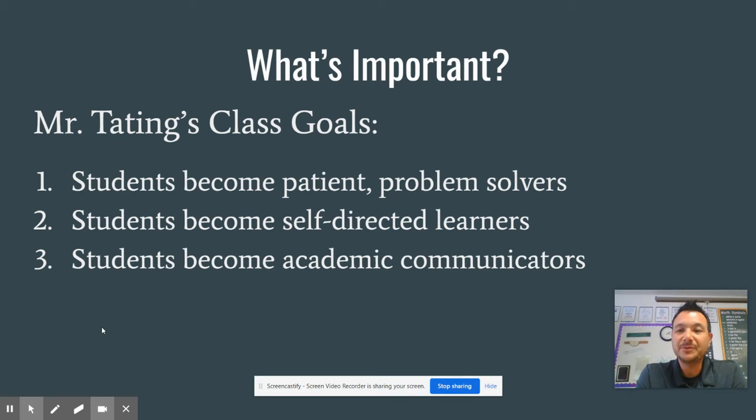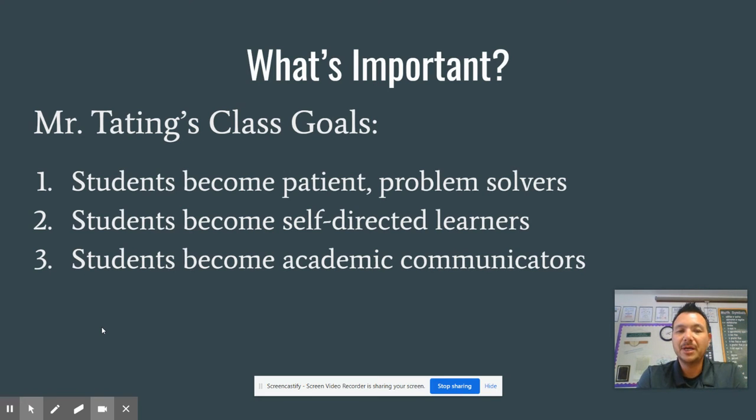Second, to become self directed learners. We live in an age of knowledge where before it was difficult to find a lot of information. Now information is everywhere. So it's important first for those students to be able to look through the information and find what's useful, but also to direct themselves to what information they need to complete problems and to solve problems.